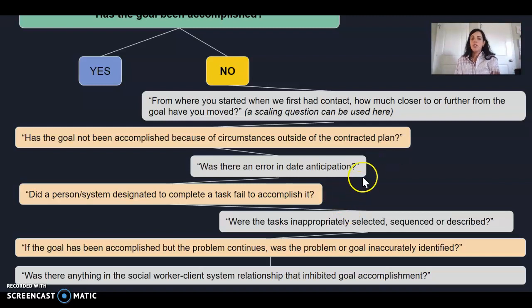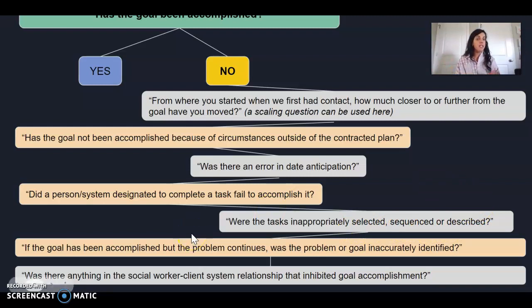Did you make the completion date too soon, so we needed to maybe extend and give a client more time? Did the person or system who was responsible or contracted to do some sort of activity fail to accomplish it? Did they not engage in it, whether because they didn't have motivation or because something else occurred? Did we select inappropriate tasks? Or was it in the wrong sequence? Or did we describe it wrong?